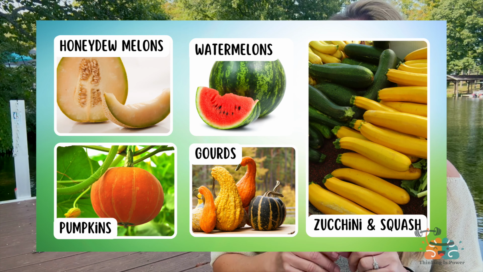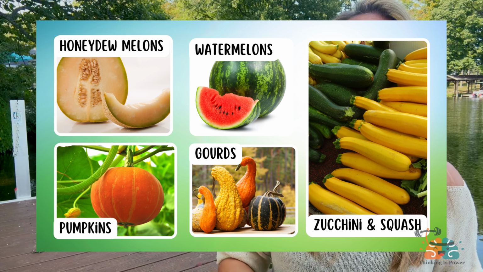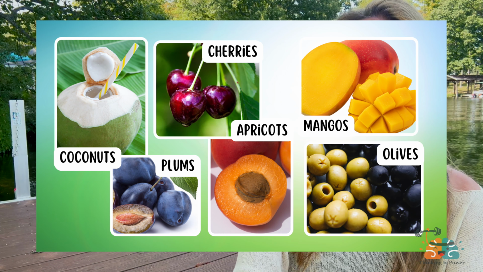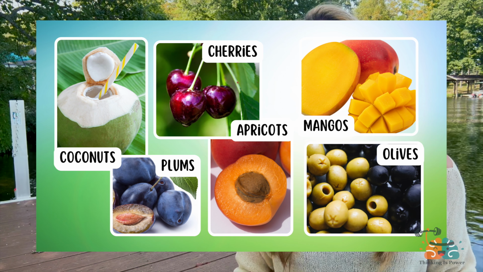Pepos have a thick rind with a fleshy interior and many seeds. Cucumbers are pepos, and so are watermelons, pumpkins, zucchinis, cantaloupes, honeydews, and gourds. Drupes have a single seed encased in a hard pit, like a peach, and also like a mango, olive, apricot, cherry, plum, and coconut. See, not a nut.